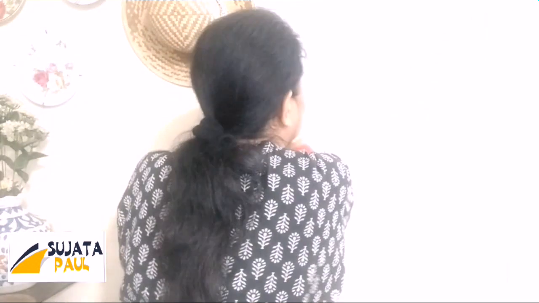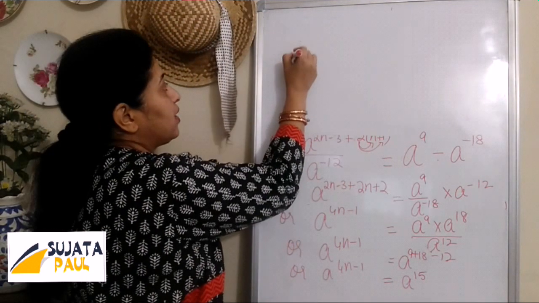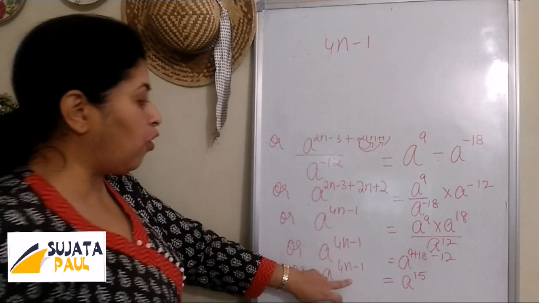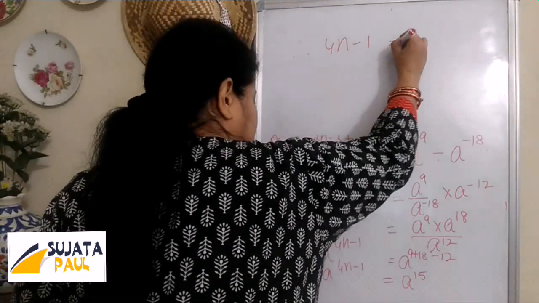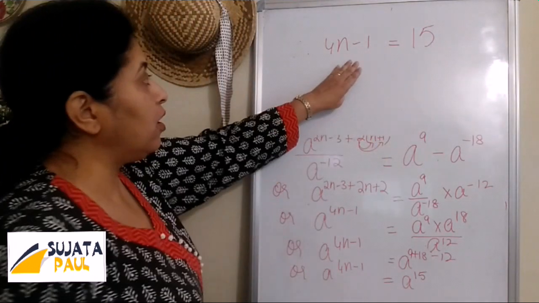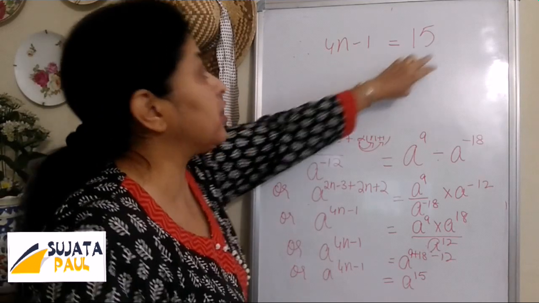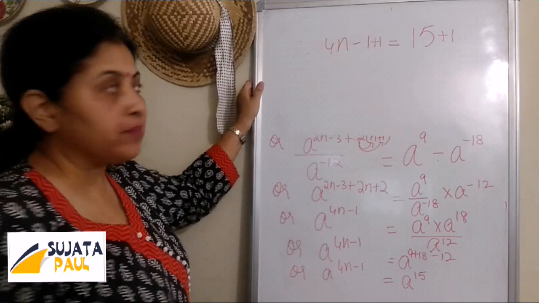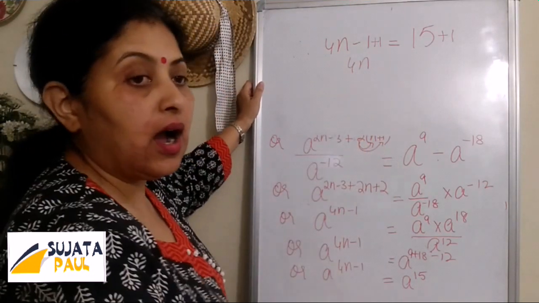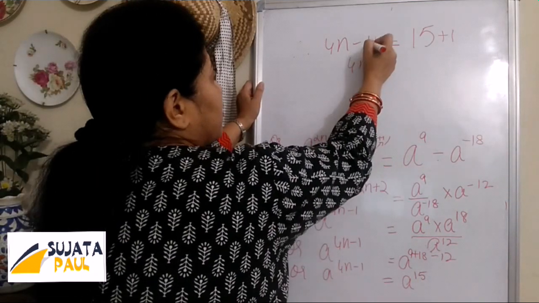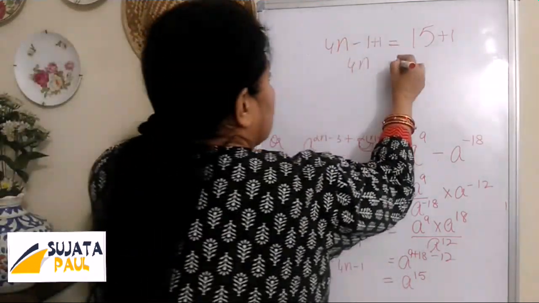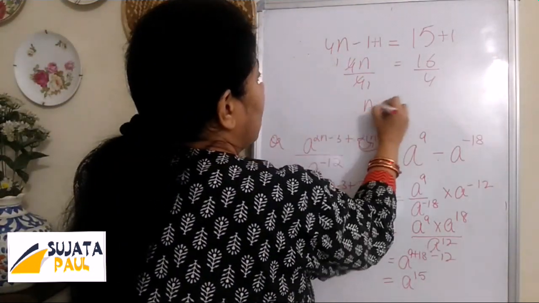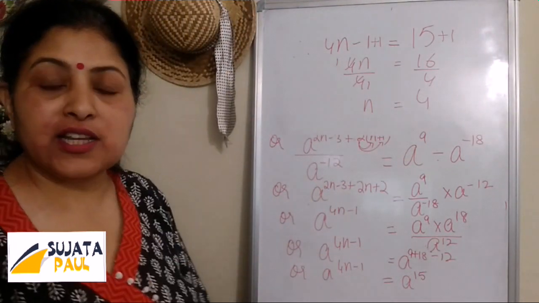So now what do I do? I'm rubbing this out so that you can understand what I'm doing. And I'll make the therefore sign. And I will take the powers, because the bases are same. So 4n minus 1 is equal to 15. And therefore, again, I'm doing plus 1 and plus 1. It's an equal to sign. So this becomes 4n, and here I have managed to remove this. Plus 1 minus 1 is 0. So this is equal to 16. And then I divide by 4. This becomes n and this becomes 4. So the value of n is 4.